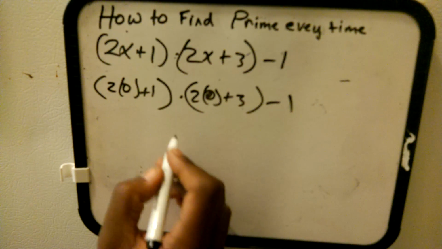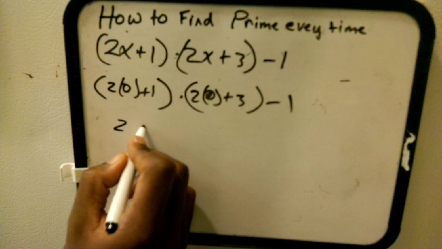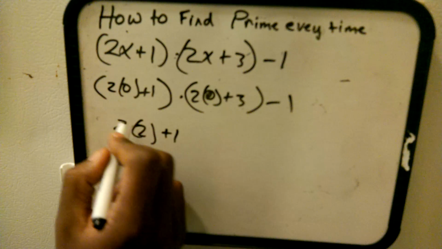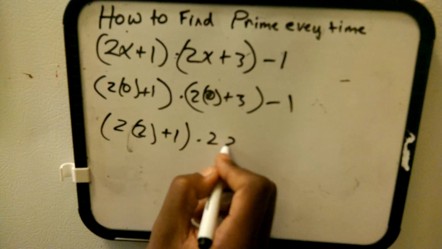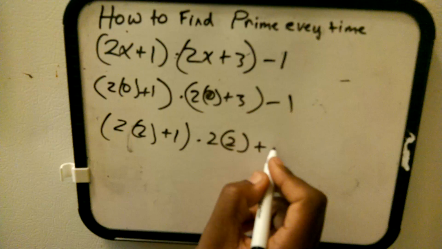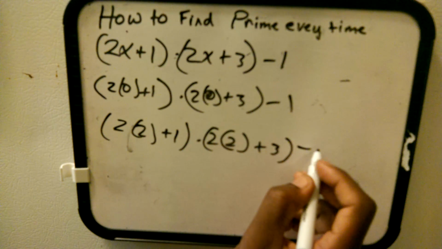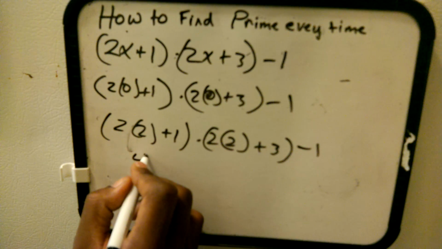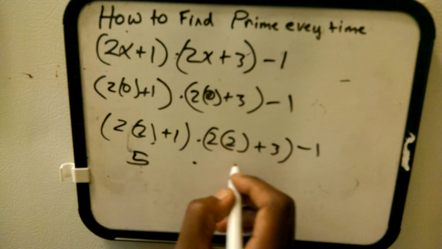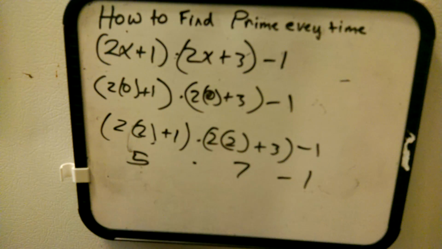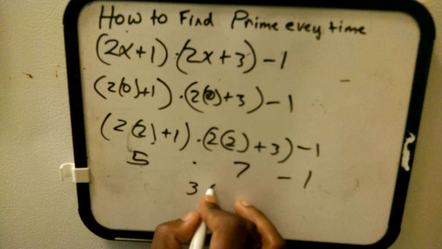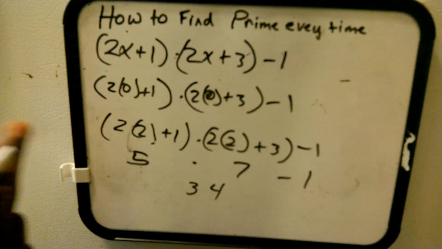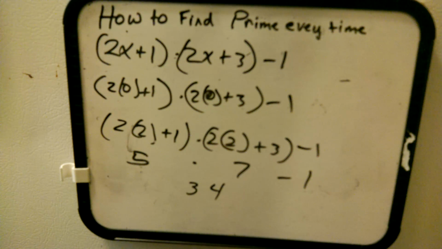Try another one. Stick that number 2 that we had and put it here. 2 times 2 plus 1 times 2 times 2 plus 3 minus 1. Try it again. You get 5 here, you get 7 here, minus 1, you get 34, and you divide these. Remember what you do. We didn't have to divide the last time because there was nothing lower than the number 2.